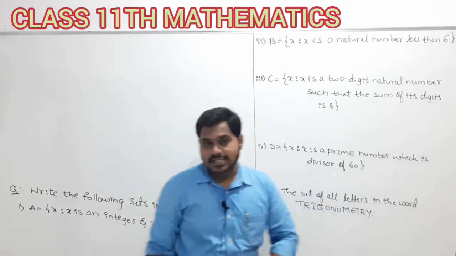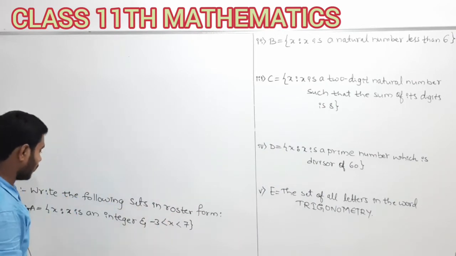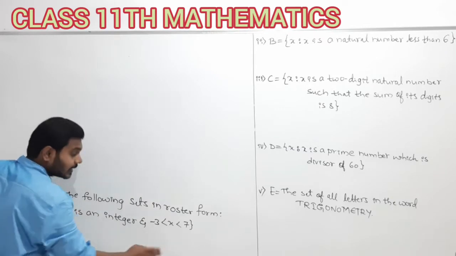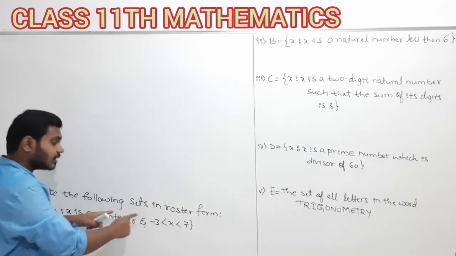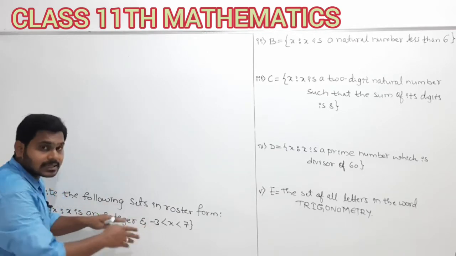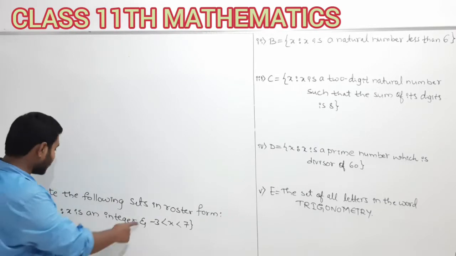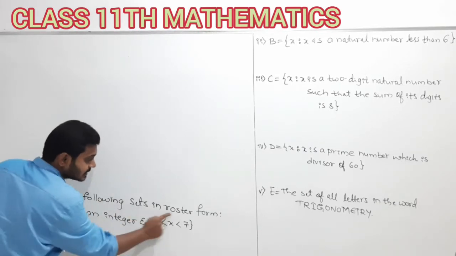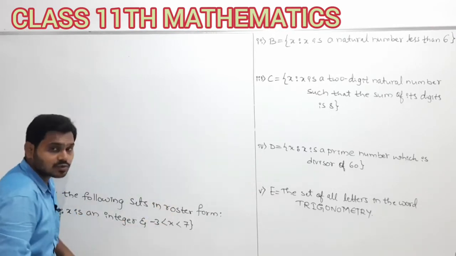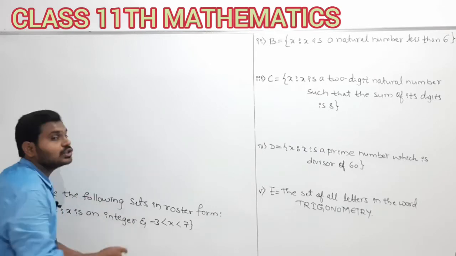So now, my dear students, here you have the question. Write the following sets in roster form. It means they have given you a certain property, in the form of set builder form. Whatever elements satisfy this property, I should list here. So that's why they told us to write the following sets in roster form. Whatever element satisfies this condition, all those elements we should list here.